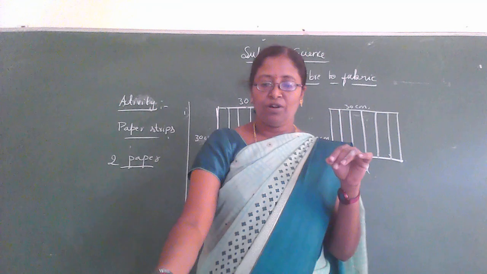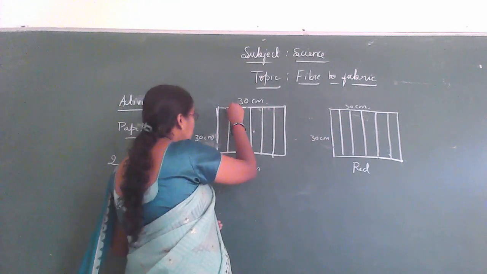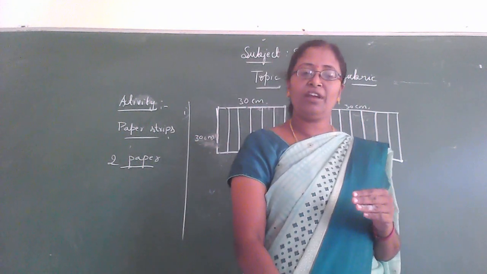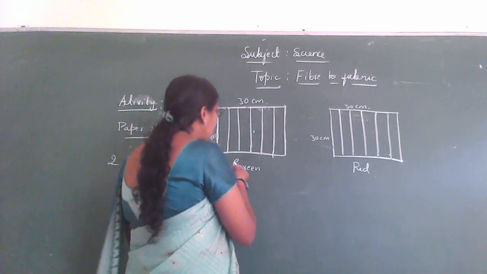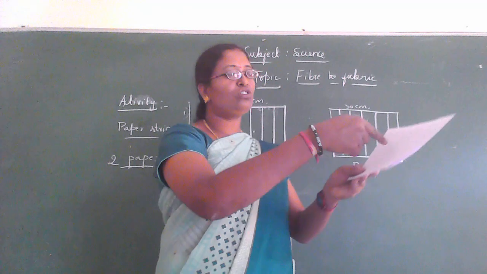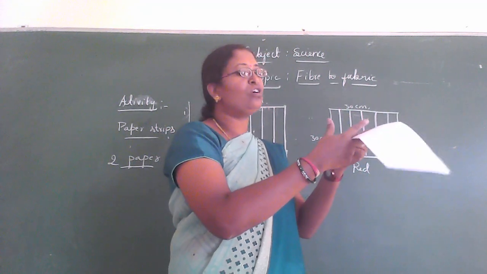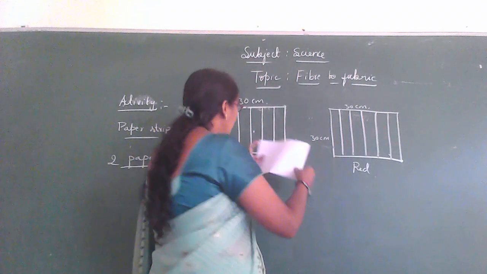On both the sheets, you need to draw the lines using the pencil and scale. Is it, children? And then you need to cut the papers. You are folding like this, isn't it? And you are drawing the line. So along this line we need to cut, because we are folding.